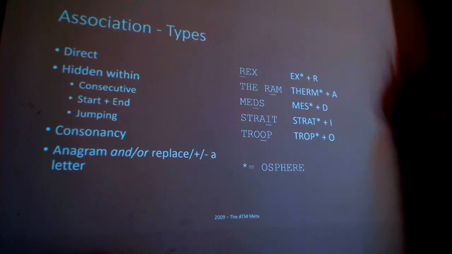This is really common. Anagram and or replace or add or subtract a letter and end up with some other set. So in this particular example, we are not anagramming at all. We are just removing a letter from the answer. And these are all the layers of the atmosphere. So this was the ATM meta, the ATM-osphere, the atmosphere. We have the exosphere, the thermosphere, the mesosphere, stratosphere, troposphere. And then you just very simply read the letter that you removed to get that, and you had an ordering because the atmosphere is in layers.